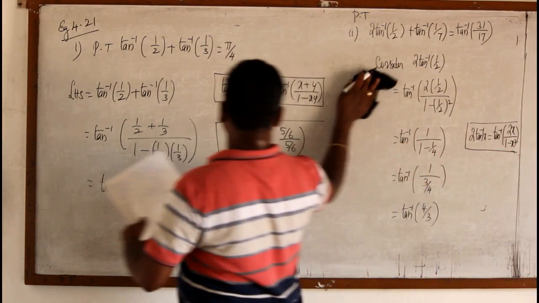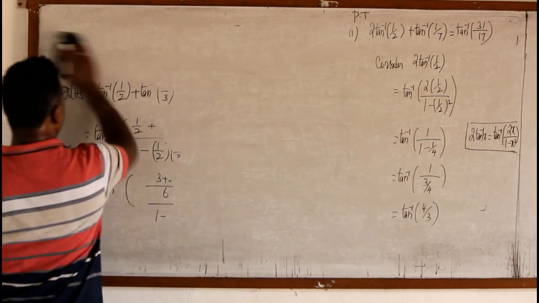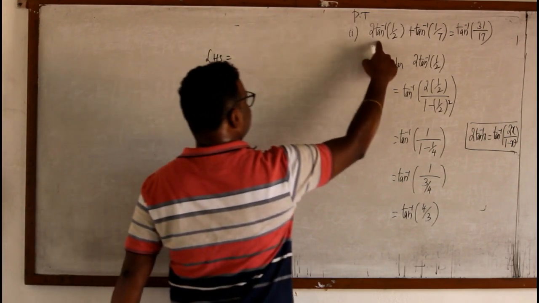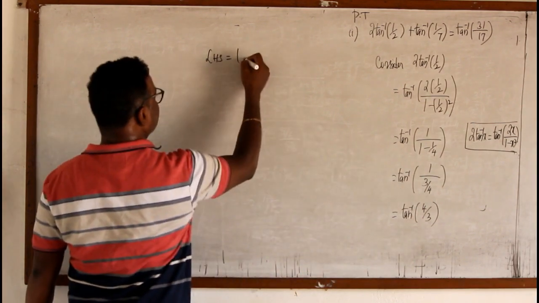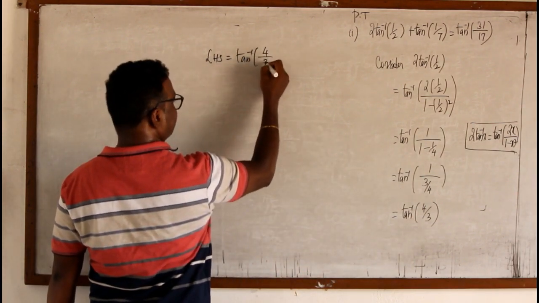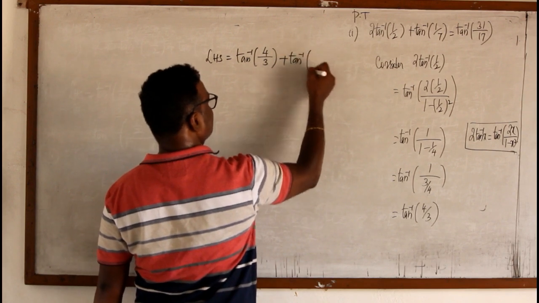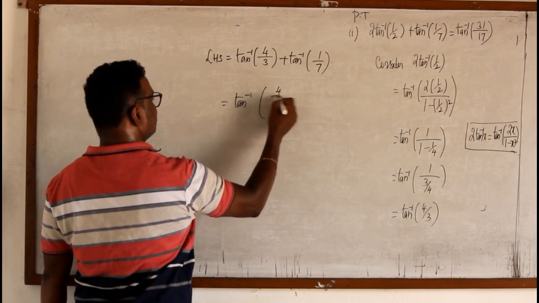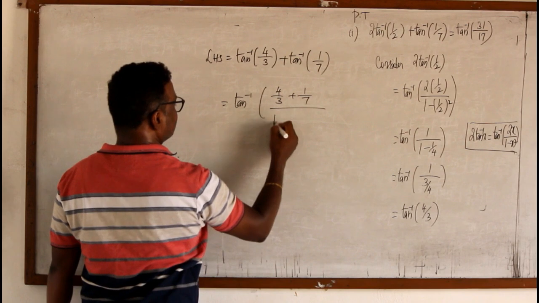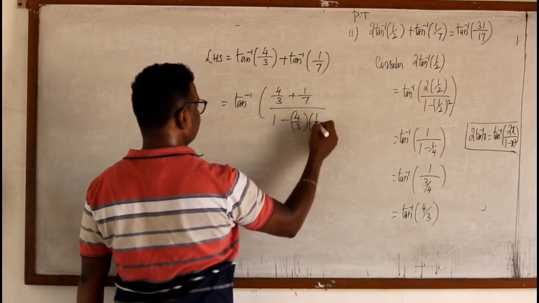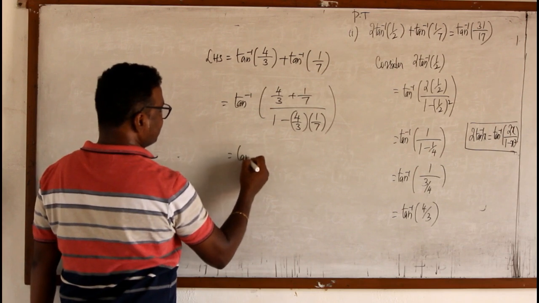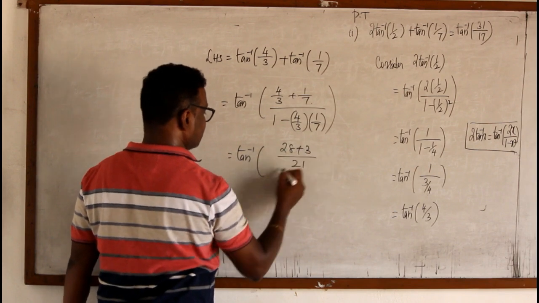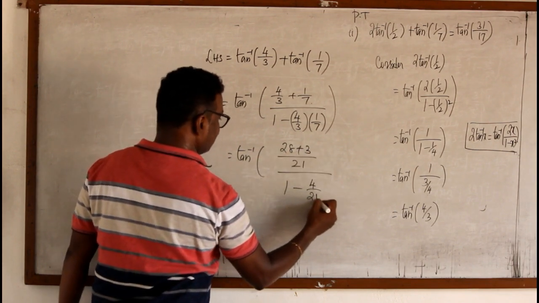Now the left hand side becomes, instead of 2 tan inverse of 1 by 2, we can write tan inverse of 4 by 3 plus tan inverse of 1 by 7. Now we know the formula. It is tan inverse of 4 by 3 plus 1 by 7 by 1 minus 4 by 3 into 1 by 7. It is tan inverse of LCM is 21. 4 7s are 28 plus 3. It is 1 minus 4 by 21.